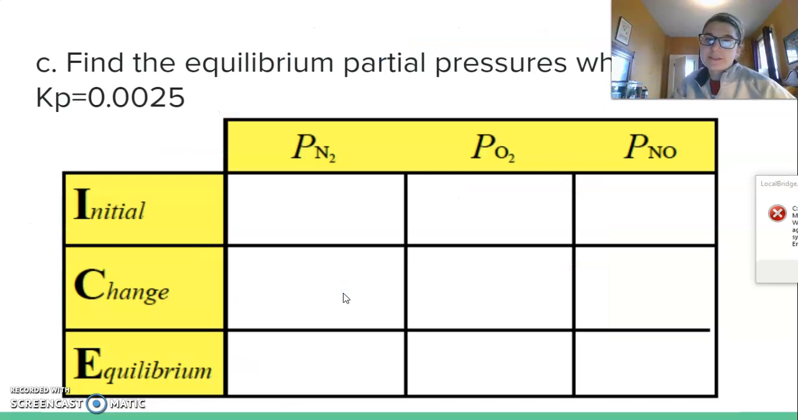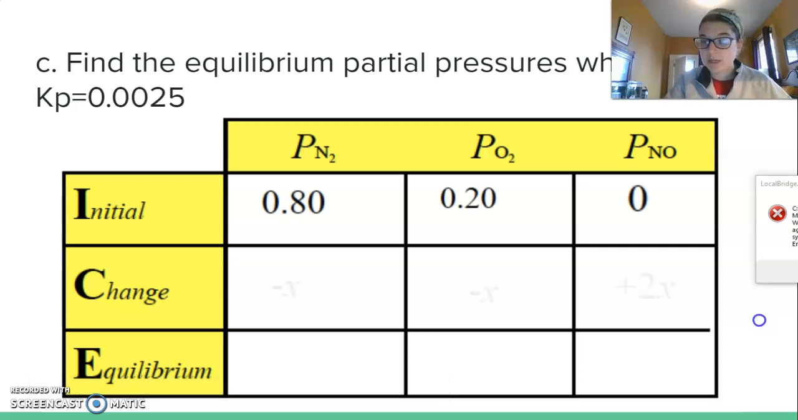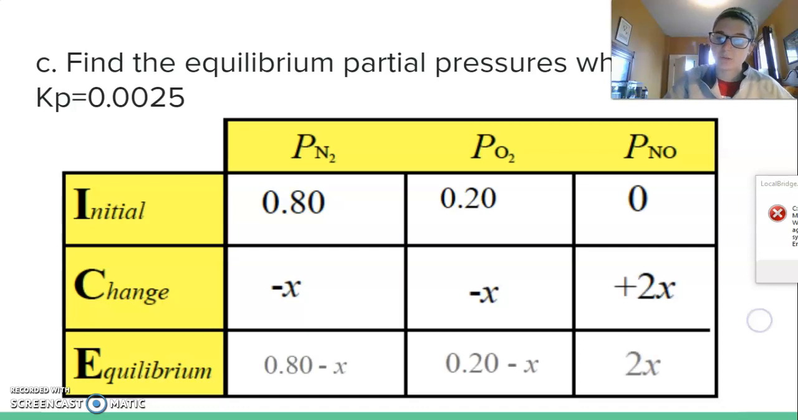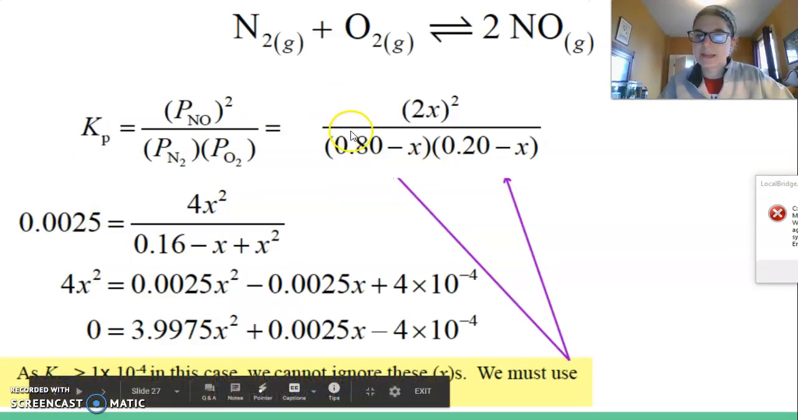And then here we want to find the equilibrium partial pressures when our Kp value is 0.0025. So it's going to be the same process, exactly the same as before. Our initial pressures are still the same. The change is still the same because it's related to the stoichiometry of the problem. And at equilibrium, our values are going to be the same. Here's where things get a little bit different. Same setup, but I've set it up with the new Kp value.